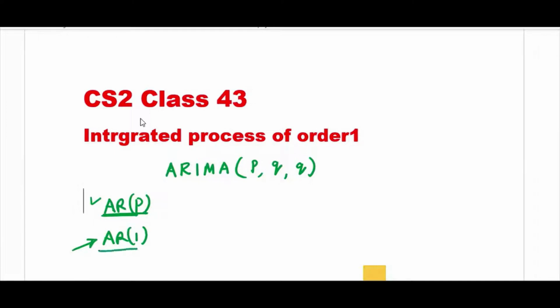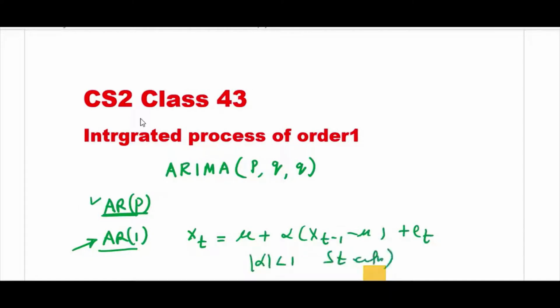We know that AR1 is stationary. If I write like this, xt is equal to mu plus alpha times xt minus 1 minus mu plus et, this is stationary if mod alpha is less than 1. This is what we know by now. And I want to give you one example for this. Then we'll move to general ARP.